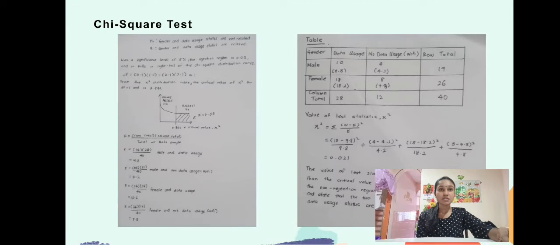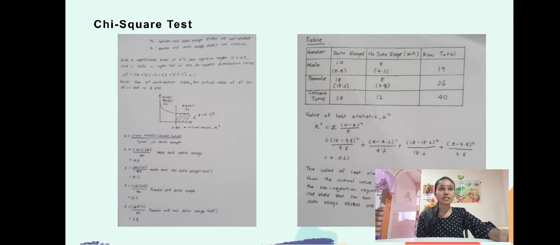So, next, we applied the chi-square test. The following table classifies such individuals by gender and the data status. Suppose that the table was based on a random sample of students. Based on the random sample of students, at the 5% significance level, can we conclude gender and the data usage status are related for all such students? So the H null is gender and data usage status are not related, and the H1 is gender and data usage status are related.